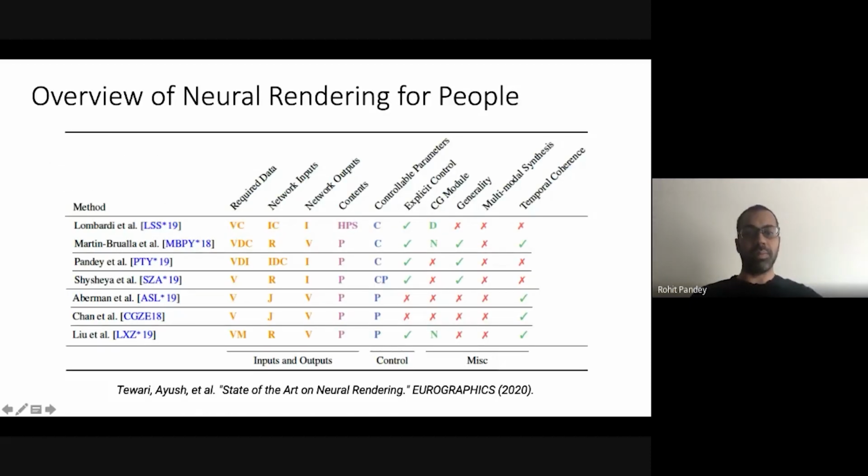This is an excerpt from our State of the Art on Neural Rendering STAR report at Eurographics, and this is a subset which deals with the contents as people. If you look at the controllable parameters, there's C for cameras and P for pose. There is also, of course, a lot of work that deals with lighting synthesis only, but I would like to point out that not a lot of works deal with camera and lighting synthesis while supporting people under motion and while supporting generalization to unseen people.